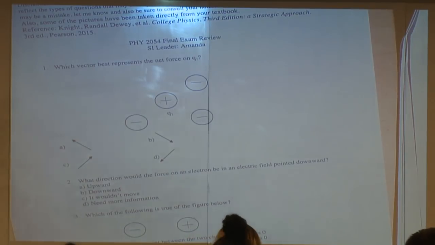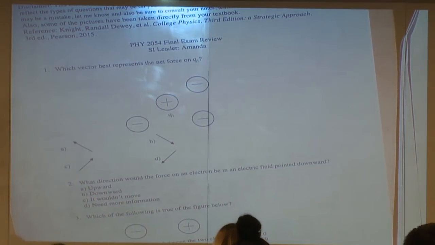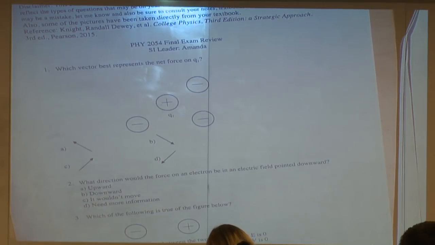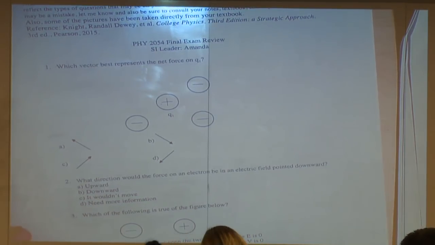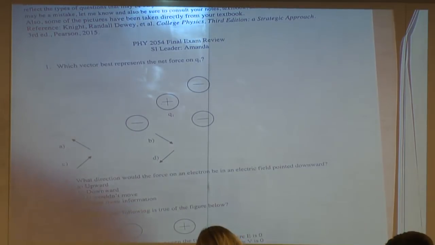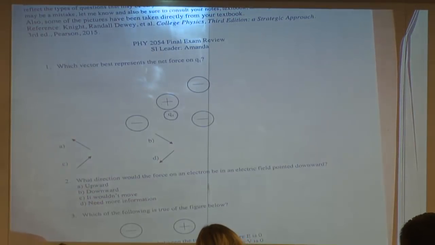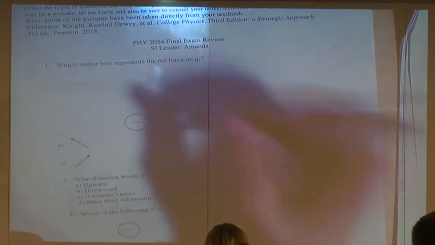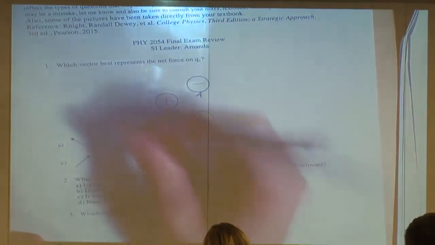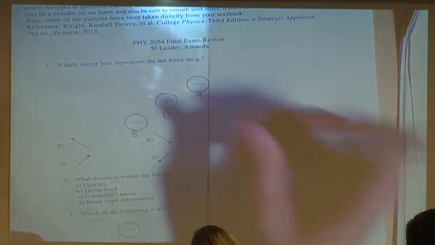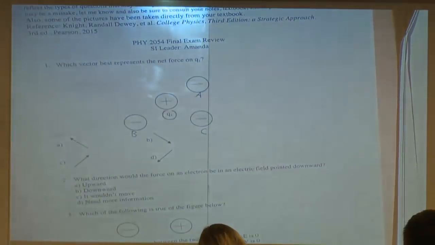Okay. So we're going to start with number 1. It's saying which vector best represents the net force on Q1. So we'll go ahead and do this. So this is Q1. To make it easier, we're just going to label the other charges so that we know what we're talking about. So I'm going to call this one A, this one B, and this one C.